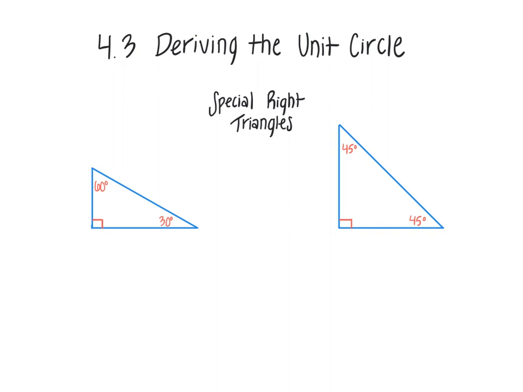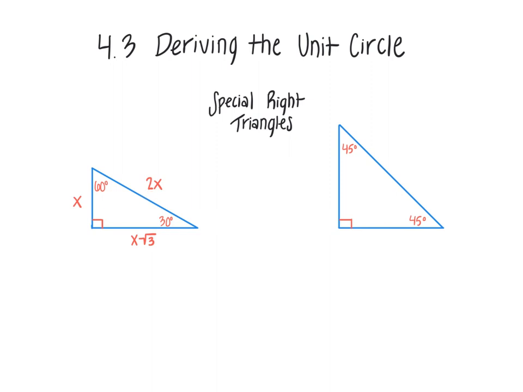For the 30, 60, 90 triangle, the side facing 30 degrees is always equal to x. The side facing 60 degrees is always equal to x times the square root of 3. And the side facing the 90-degree angle is always equal to 2x.